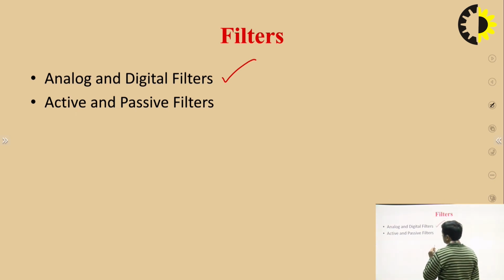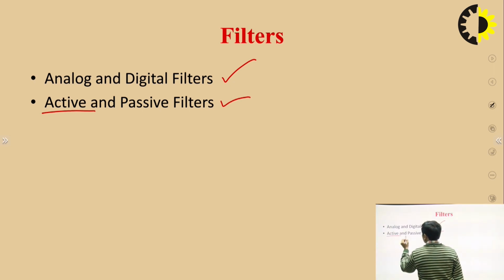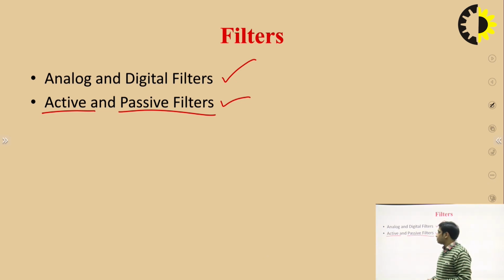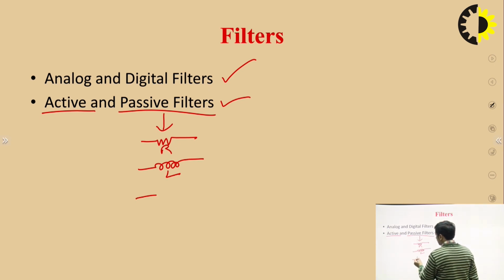Another classification of filters is active and passive filters. Active filters, as the name suggests, utilize an active element like an op-amp. In passive filters, there are only passive elements, the three passive elements: resistor R, inductor L, and capacitor C. The filter designed using only R, L, C is referred to as a passive filter.